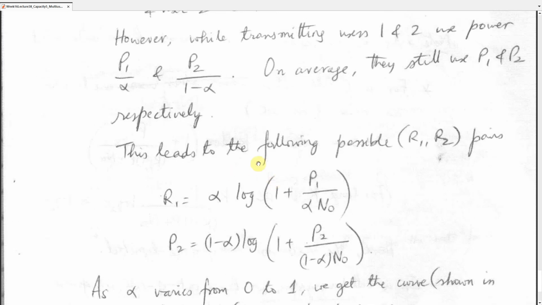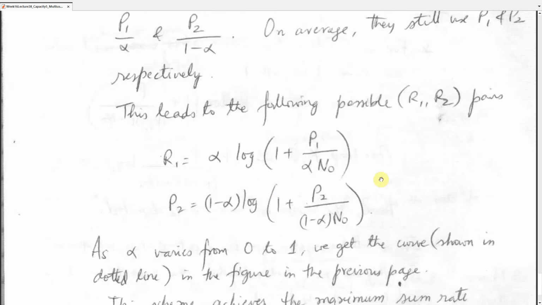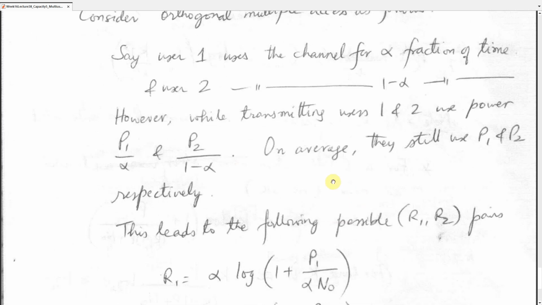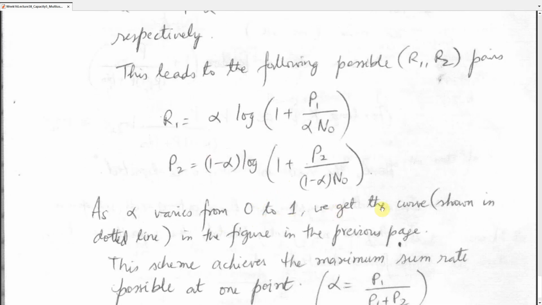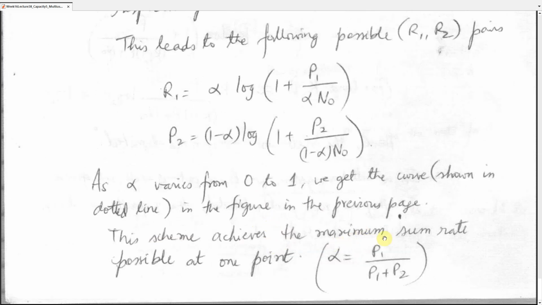So this leads to the following possible R1, R2 pairs. R1 is equal to alpha into log of 1 plus P1 over alpha N0 and R2 is equal to 1 minus alpha into log of 1 plus P2 over 1 minus alpha N0. So time sharing is given here. It is defined by alpha. So alpha varies from 0 to 1. We get the curve shown in the dotted line in the figure on the previous page. This scheme achieves the maximum sum rate possible at one point.